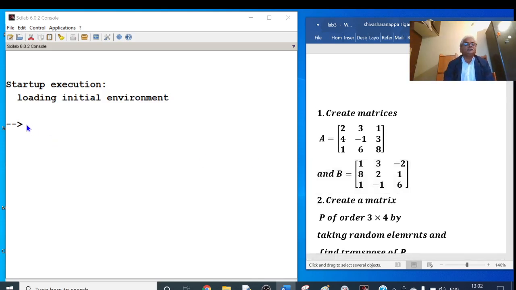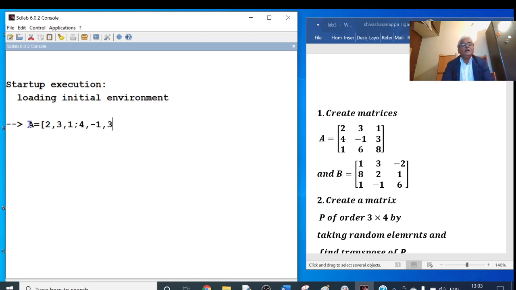How to create matrices in Scilab? I will come to the console of Scilab. I will write like this: capital A equals. To create a matrix we have to open a square bracket and write the first row elements 2, 3, 1. Next, to write the second row elements, we need to put a semicolon here. If I put a semicolon, this says that the first row ends, then the second row starts: 4, -1, 3. This is the second row.